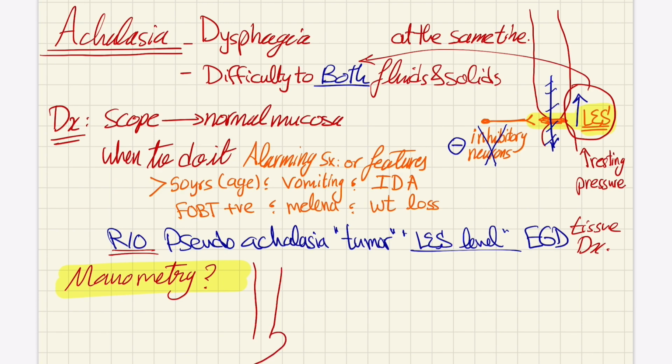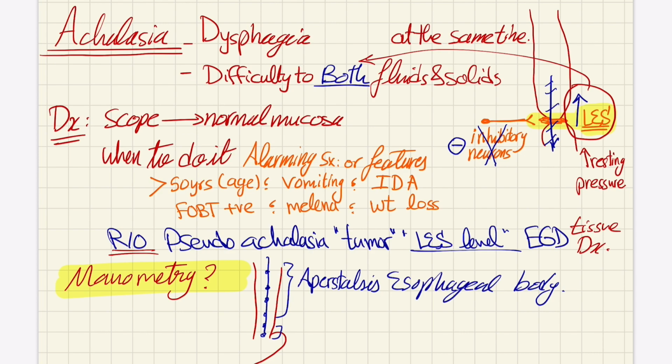Now, manometry is done by inserting a tube that has measuring points to measure pressure within the esophagus. In achalasia, it would show us absent peristalsis in the body of the esophagus, and at the lower esophageal sphincter, we would see a high resting pressure, which is the definition of achalasia.